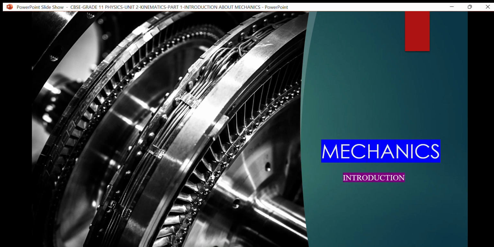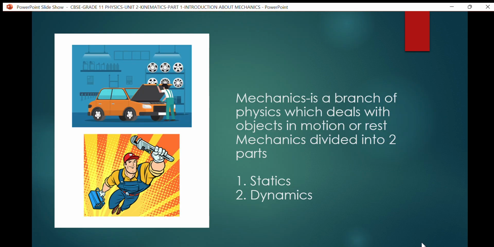Dear students, in this video I will briefly explain about mechanics. Before knowing about kinematics, you should have a proper idea about mechanics. So in this video, let me explain what is mechanics and which are the different branches of mechanics. Basically, mechanics is a branch of physics which deals with the objects in motion or rest.